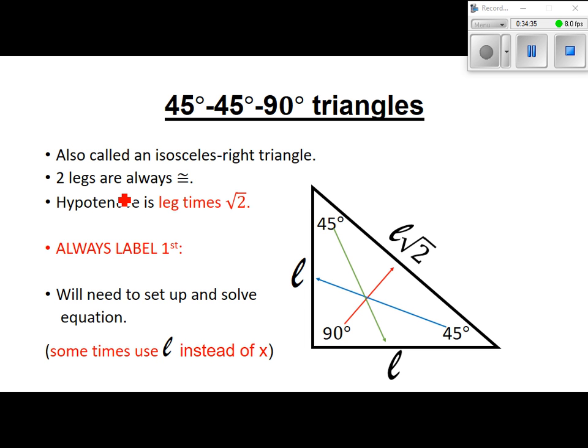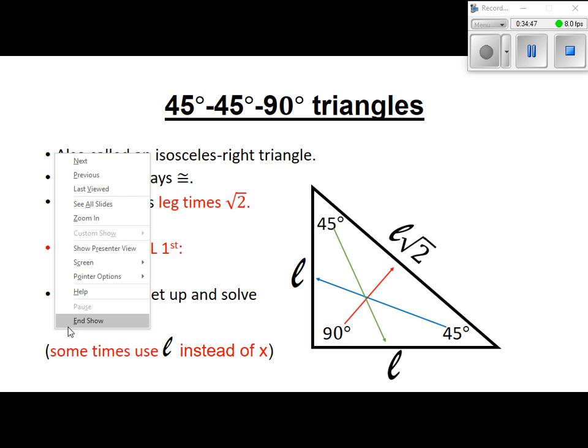That's pretty cool. So L times the square root of 2. Again, you don't have to use that L. Use whatever. I just like to use the L's because if you stick X in there, it seems to confuse people because a lot of times there's already an X in there.